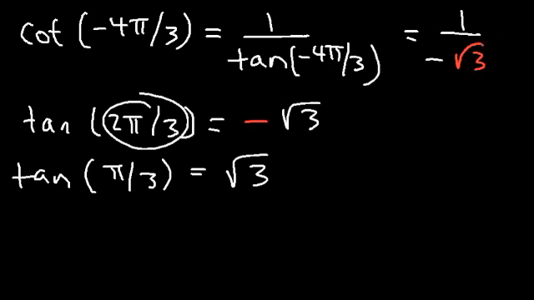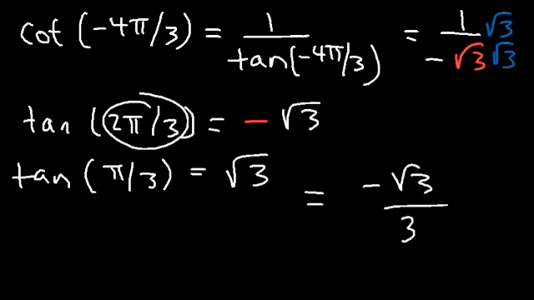So cotangent is 1 over negative root 3. So we need to rationalize it. Therefore, cotangent negative 4 pi over 3 is negative root 3 over 3. This is the answer.